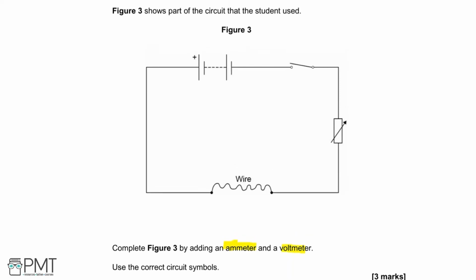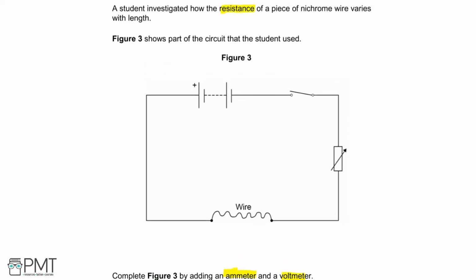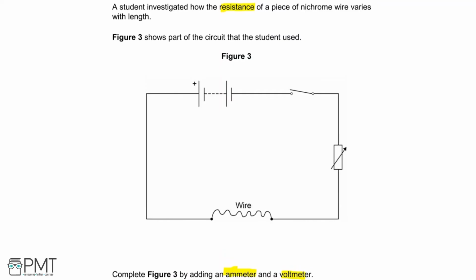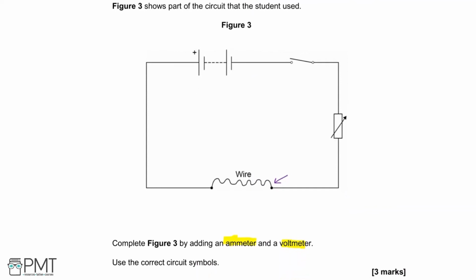We're going to get the first mark for using the correct symbols for an ammeter and a voltmeter, and then 2 more marks for putting those in the correct place in the circuit. So if we look at the experiment that we're doing, we're changing the length of this nichrome wire and seeing how this affects its resistance. So we need to understand that resistance R equals V over I, voltage divided by current. Therefore we need a voltmeter in order to measure the voltage, and we need an ammeter to measure the current. So that's why we need those 2 components in this circuit that they've given us.